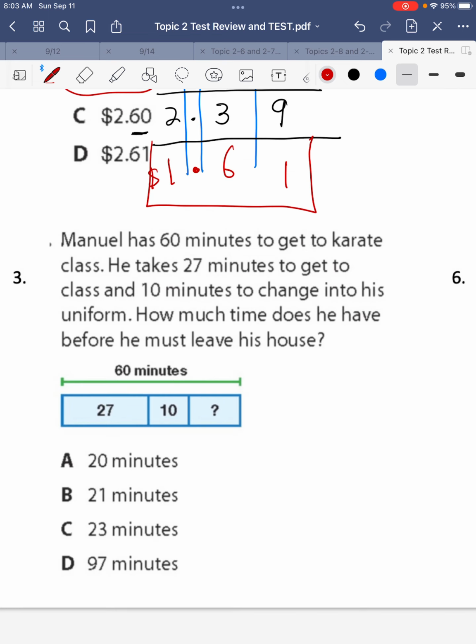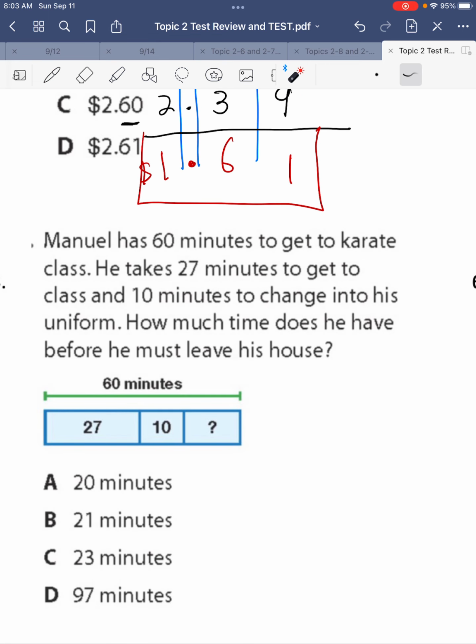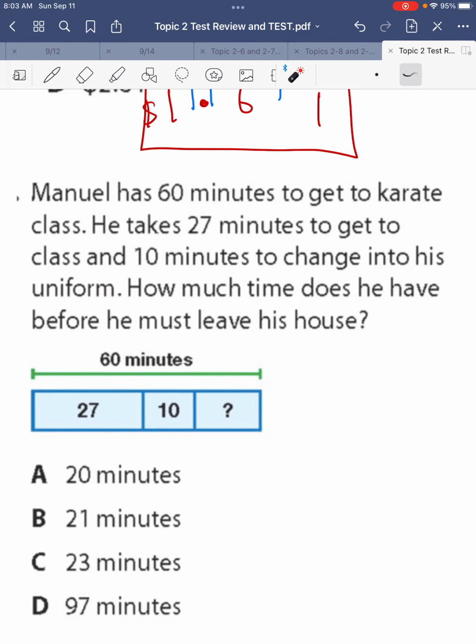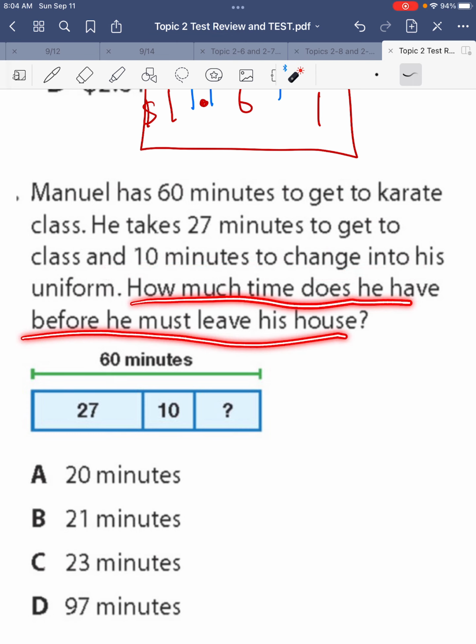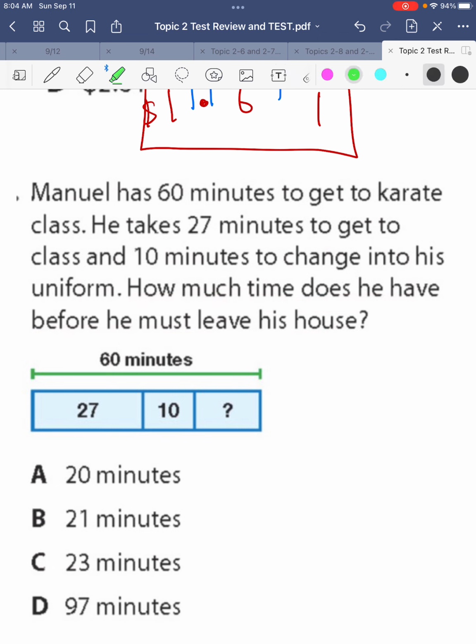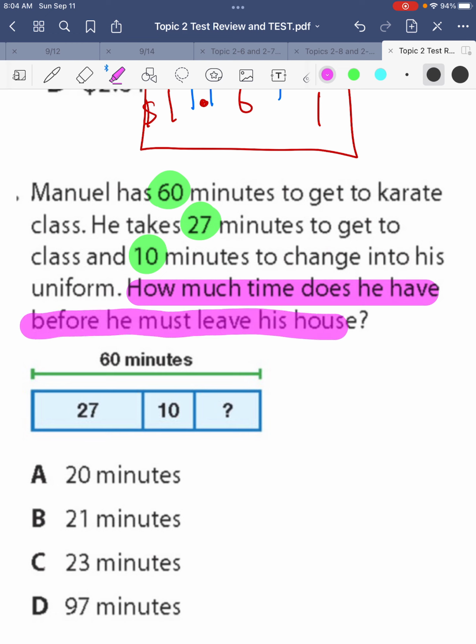Okay. Number 3 says Manuel has 60 minutes to get to karate class. He takes 27 minutes to get to the class and 10 minutes to change into his uniform. How much time does he have before he must leave his house? So lots of numbers here. We're going to do my cubes, circle my important numbers, 60, 27, 10, underline my question. How much time does he have before he must leave his house?